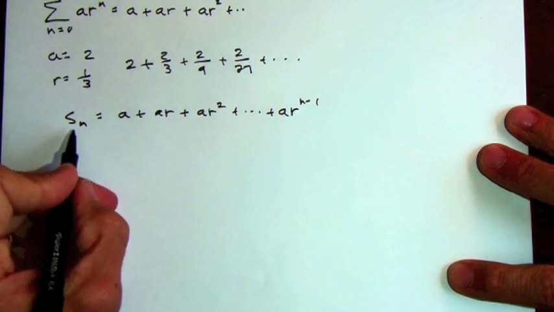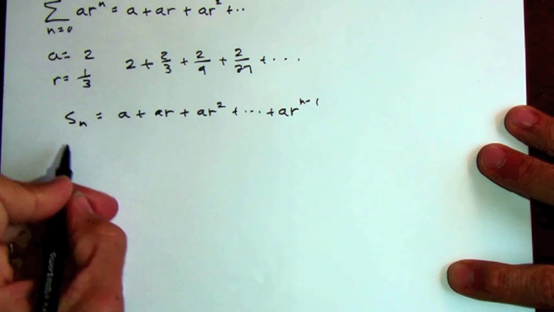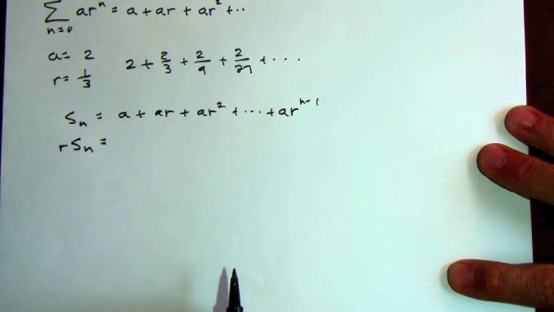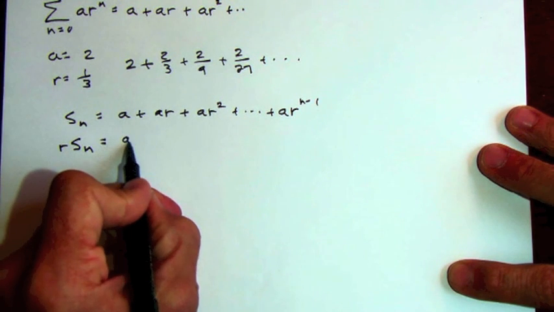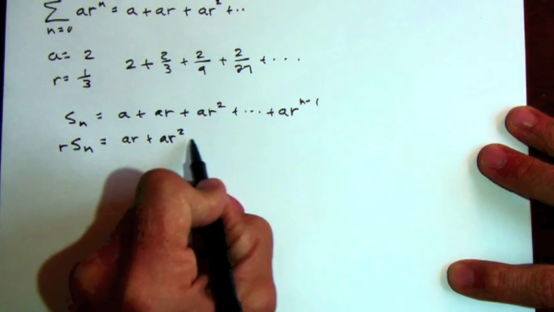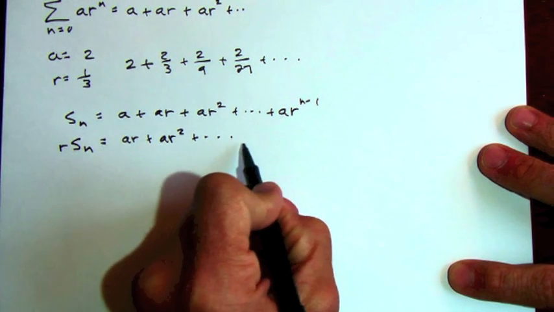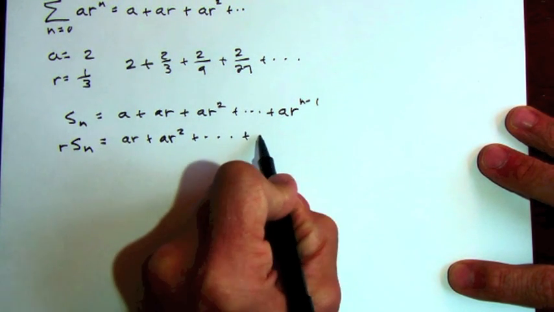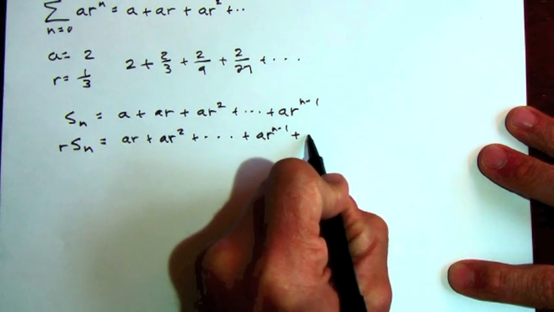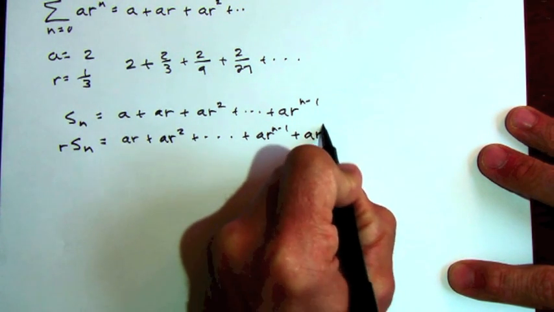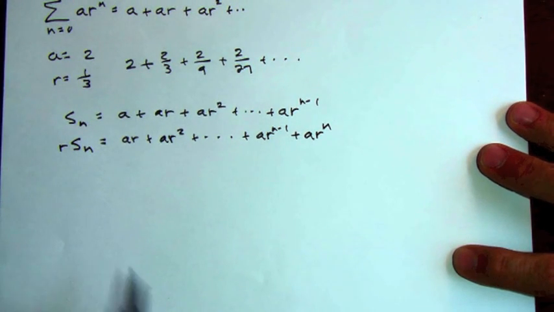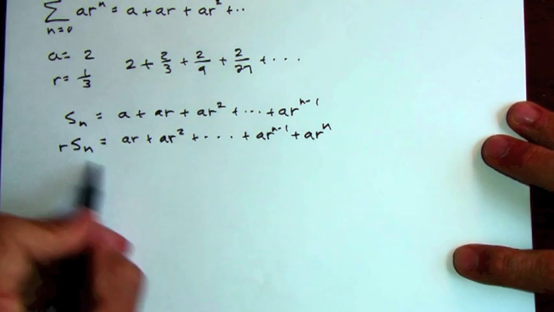And here's a little trick we're going to do. We're going to multiply both sides of this equation by r. So what does that give me? Well, a times r is ar. Ar times r is ar squared, and so on, out to a r to the n minus 1, and then finally this last term turns into a times r to the n. And the reason for that is not exactly clear until I show you what we're going to do with it.